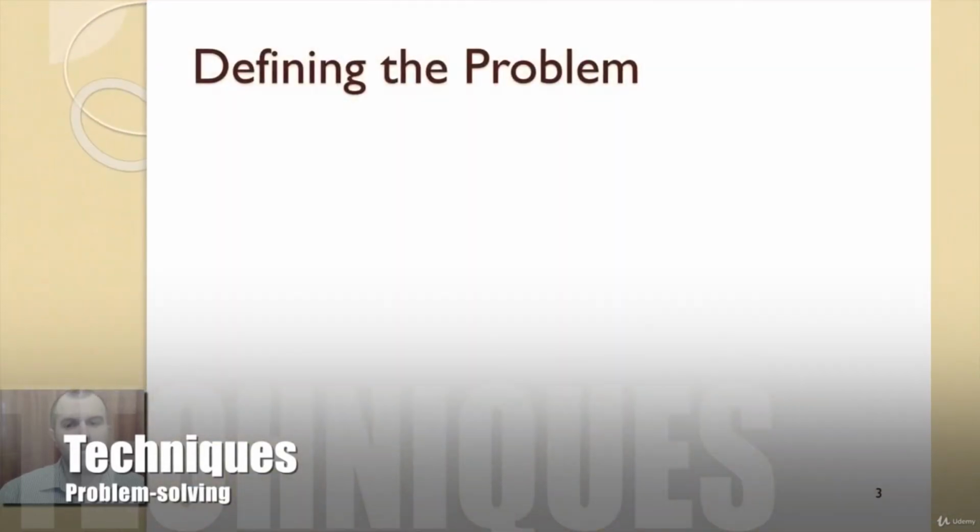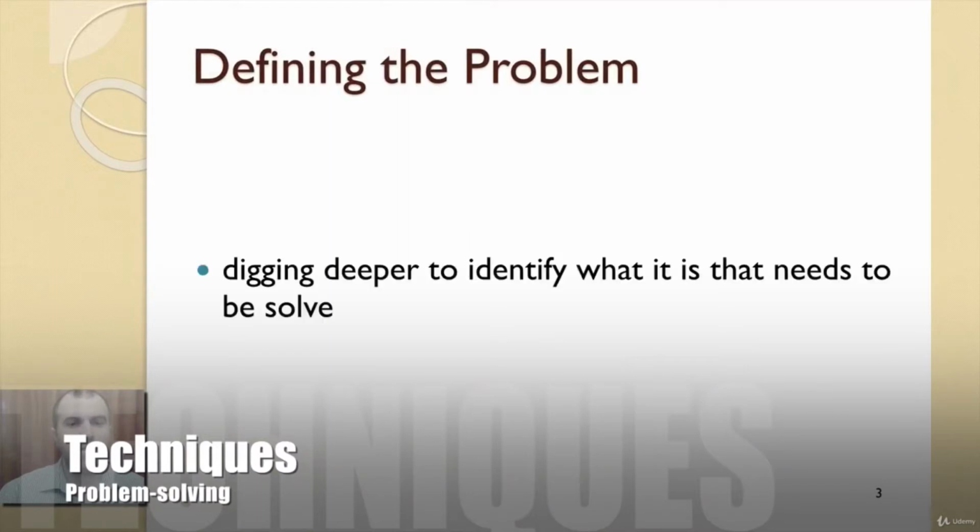The first thing to do is to define the problem. This crucial step involves digging deeper to identify what it is that needs to be solved. The more clearly a problem is defined, the easier you'll find it to complete subsequent steps. A symptom is a phenomenon or circumstance that results from a deeper underlying condition. It's a common mistake to mistake symptoms for problems themselves, and so to waste a lot of time and effort on tackling consequences of problems instead of their causes.